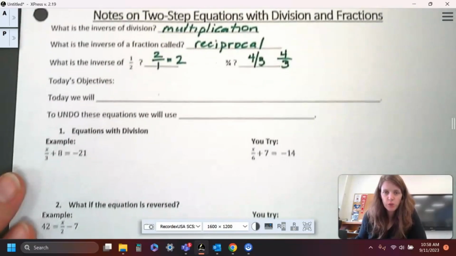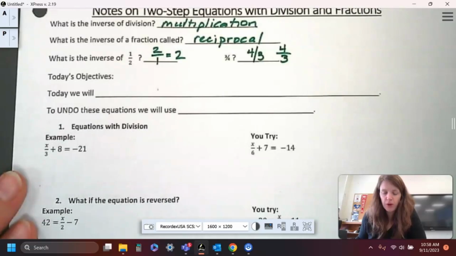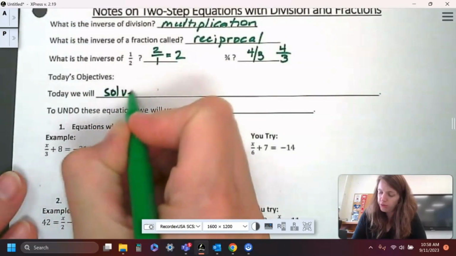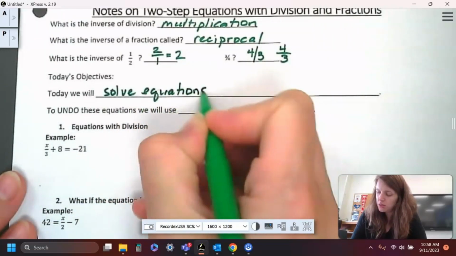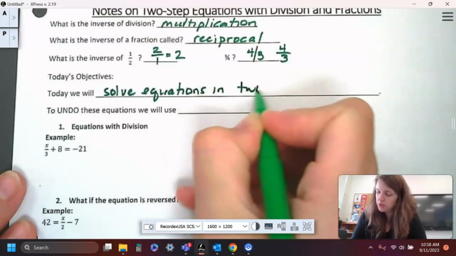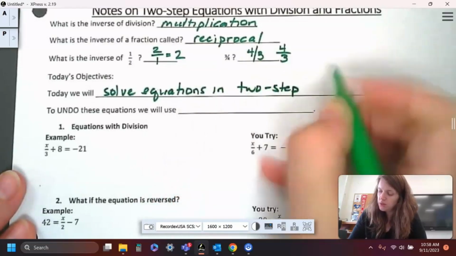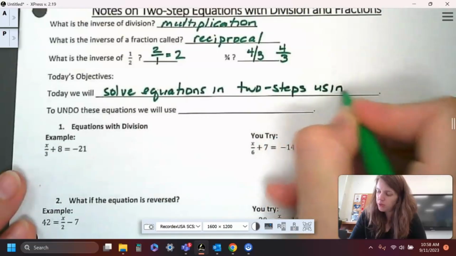So in today's practice, we're going to be using those reciprocals again, but we're going to have two steps in the problem. So today we will solve equations, two steps, reciprocals.